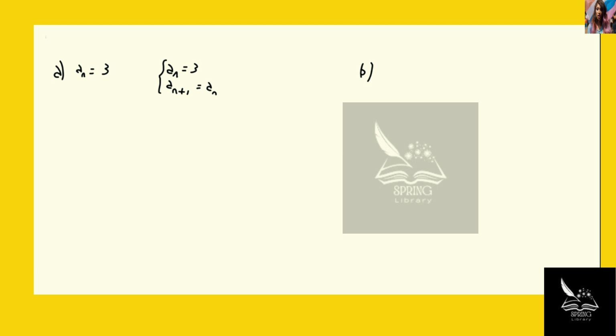Now for the second sequence, an is given by 2n. And now it is just, well, let's compute: a1 is 2. Now a(n+1) is by definition 2(n+1), which is 2n plus 2. But 2n now is an, so 2n plus 2 is an plus 2. And therefore the wanted relation is a(n+1) is equal to an plus 2.